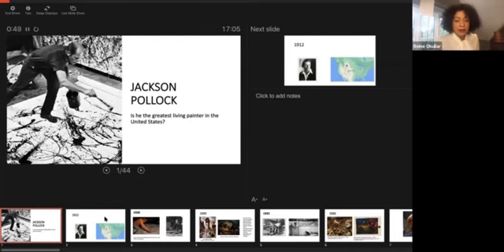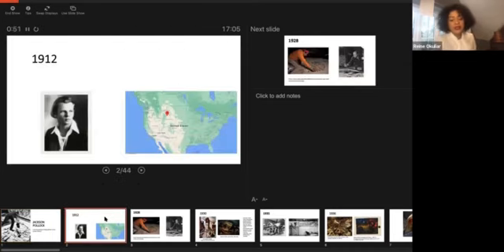He was born on January 28, 1912 in Cody, Wyoming. He comes from a very poor family. His father was an itinerant farmer, and they traveled to Arizona and California in his youth. By 1928, the family moved to Los Angeles, and he joined the Manual Arts High School, where he met his lifelong friend, the sculptor Reuben Kadish.